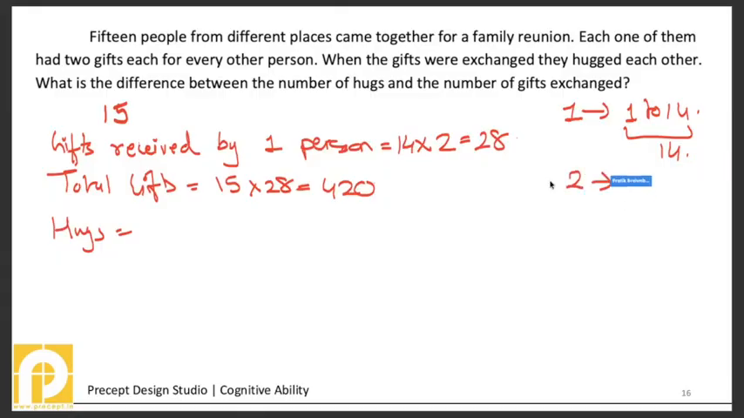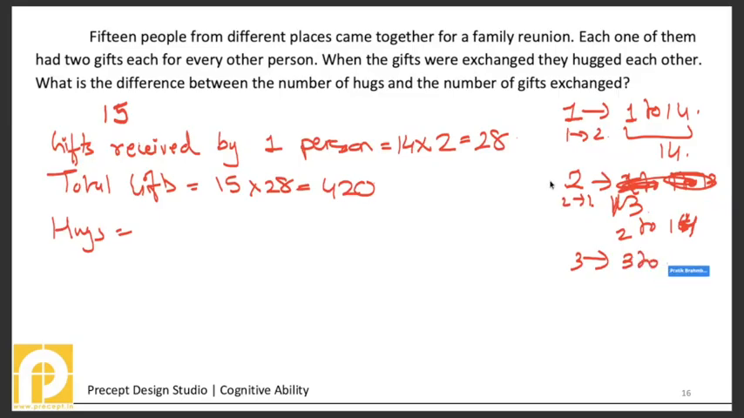The second person will hug persons from 1 to 13. Will hug 13 persons, because 1 hugs 2 here, 2 cannot go back and hug 1, but it will hug other people. So persons 3 to 14 will be hugged by the second person. It's 13 hugs here. 3 will hug how many people? 3 will hug again 4 to 14. So that comes to a total of 12 hugs.